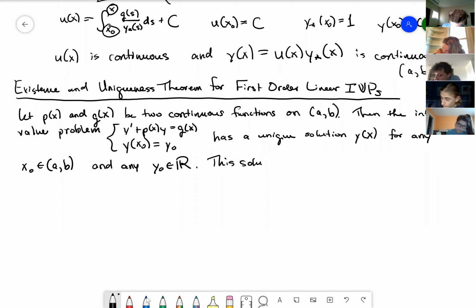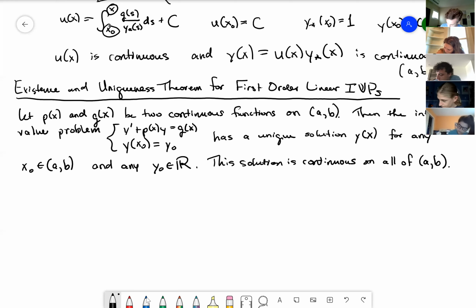This solution is continuous on all of AB. If we pick the biggest interval on which our functions P and Q are both continuous, then we know our solution exists and is unique on that entire interval as well. Okay, so that's nice. There's a couple of slight strengthenings that we can make to this as well.